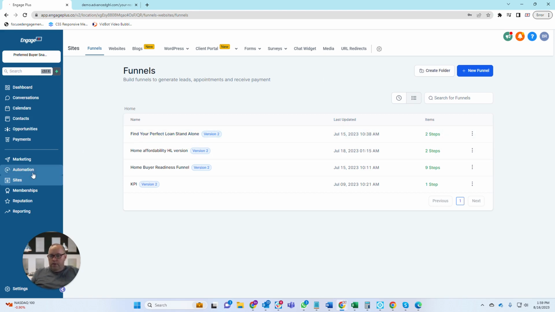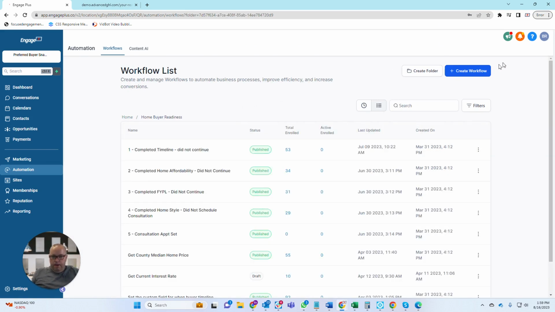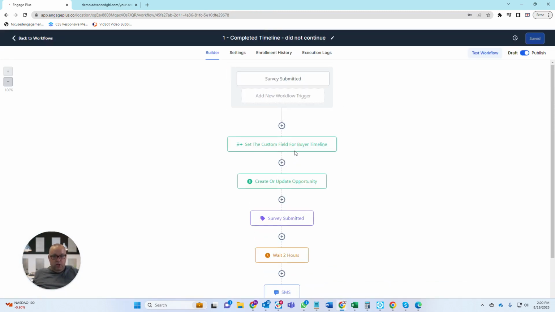So in our automation, if they finish the timeline sequence but they did not continue on, we're going to put them into these different workflows, and we're going to send out emails and texts to get them to move on to the next stage.